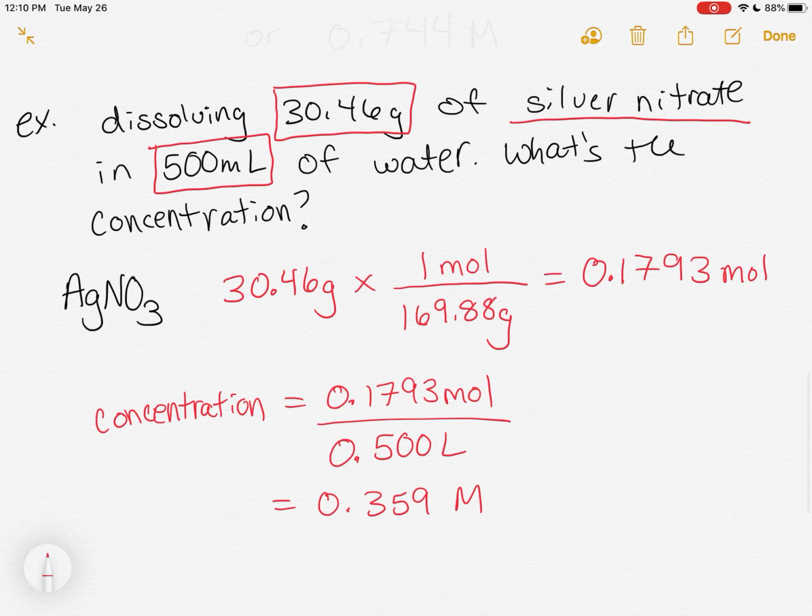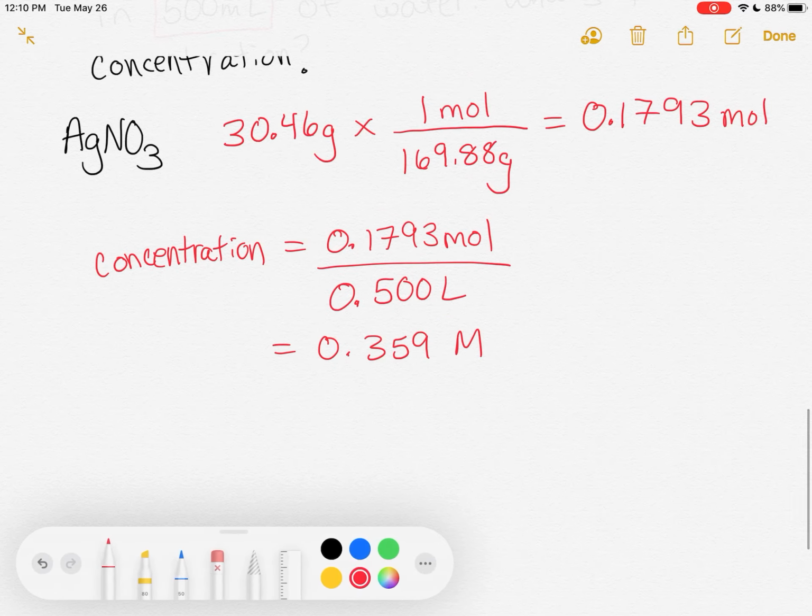Okay, so in this example, we had one extra step at the beginning of the problem because we needed to go from our mass to our number of moles. We need moles to find concentration, but we already had the skills to be able to find the moles if we're given the mass. Okay, let's try one more example where we're going to do that.